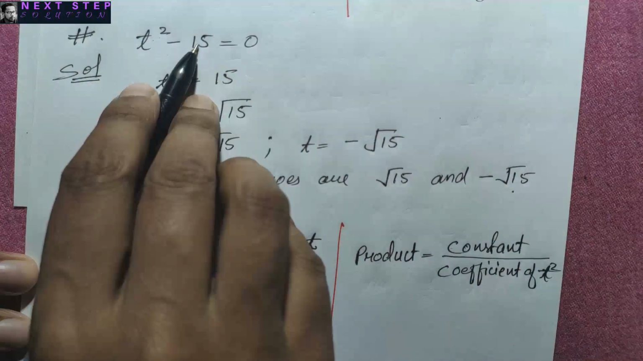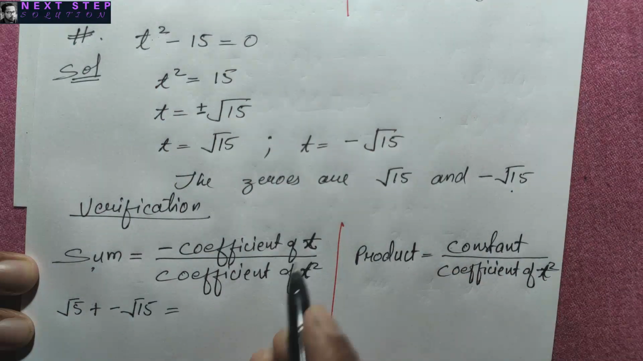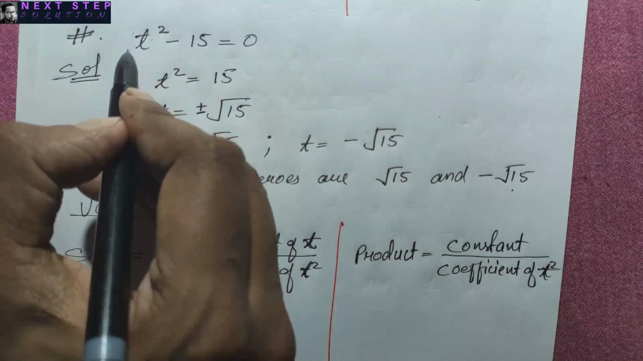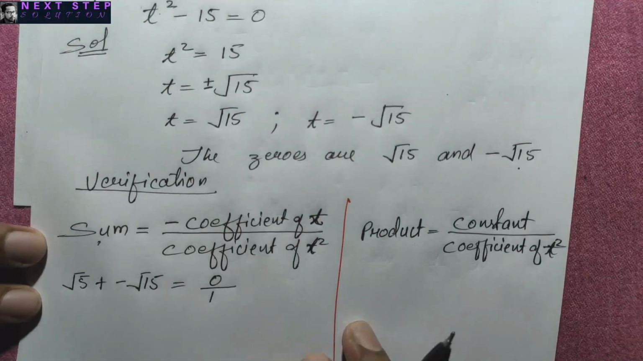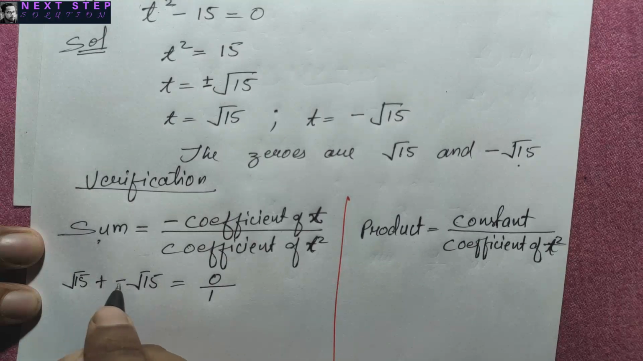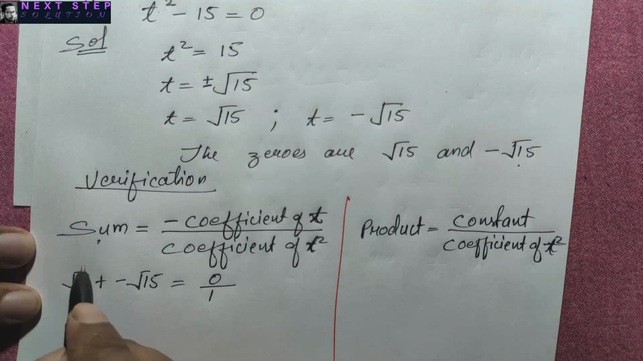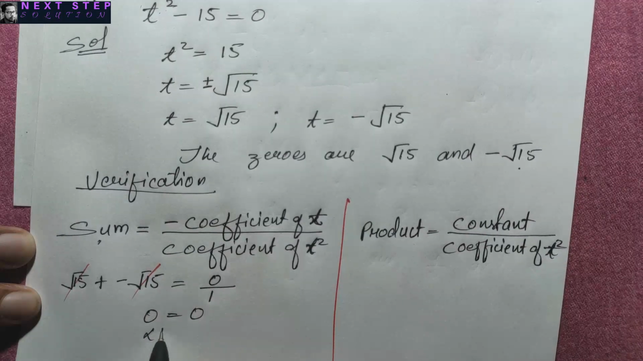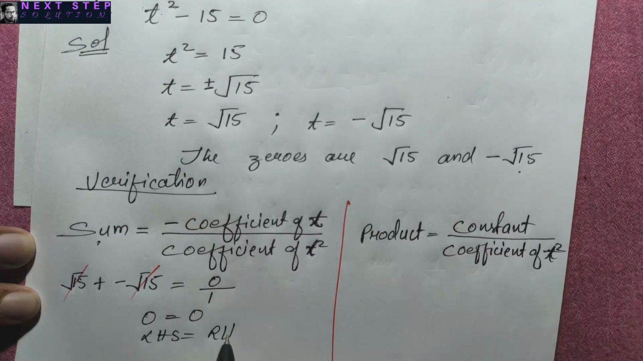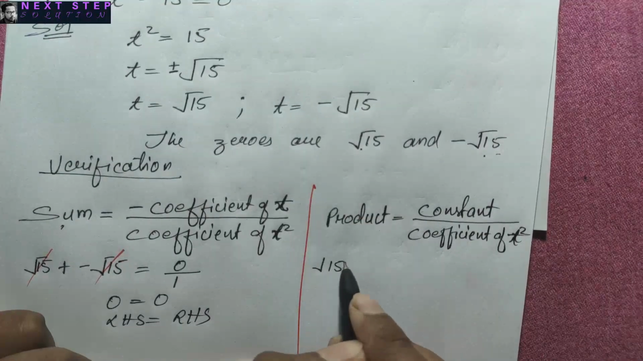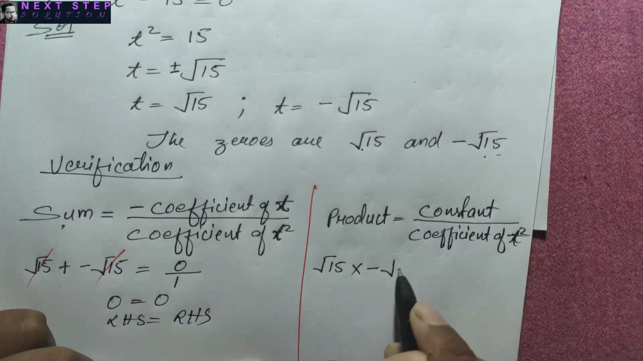Do we have t here? No, we don't have t. So the coefficient of t is 0 by the coefficient of t square. The coefficient of t square is 1. So 0 by 1. Now if we solve this, root over 15 and minus root over 15 will give you 0. So this side we have 0 equals 0. LHS equals RHS.